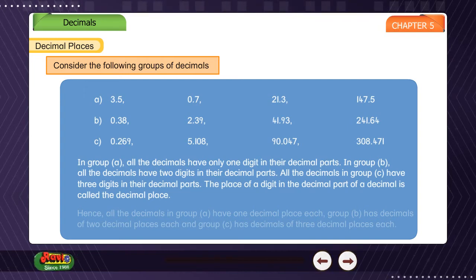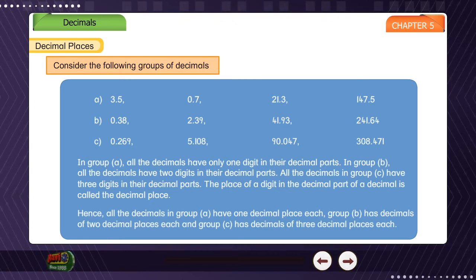In group B, all the decimals have two digits in their decimal parts. All the decimals in group C have three digits in their decimal parts. The place of a digit in the decimal part of a decimal is called the decimal place. Hence, all the decimals in group A have one decimal place each. Group B has decimals of two decimal places each, and group C has decimals of three decimal places each.